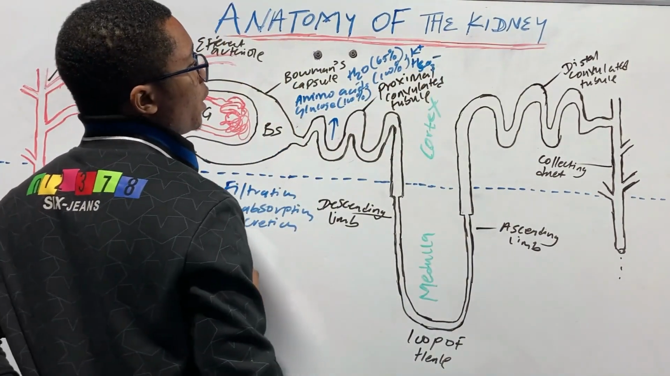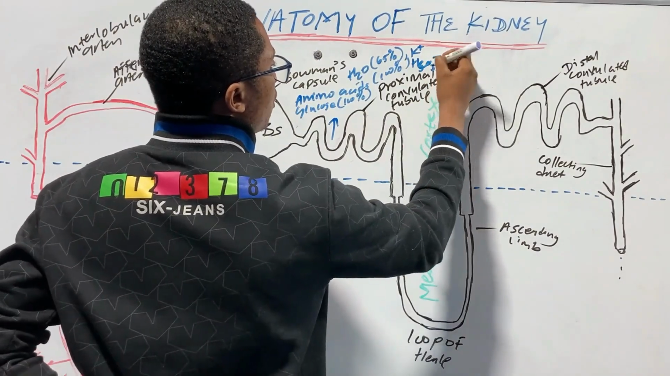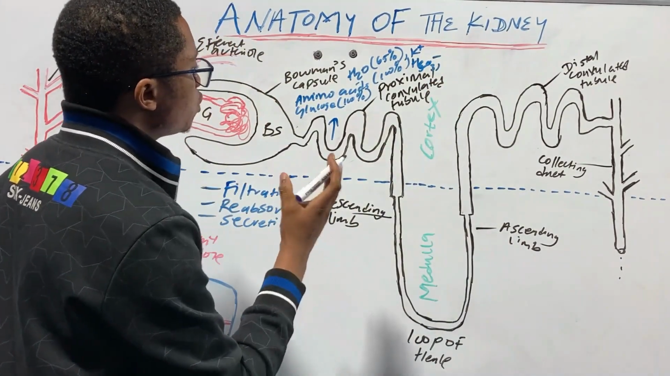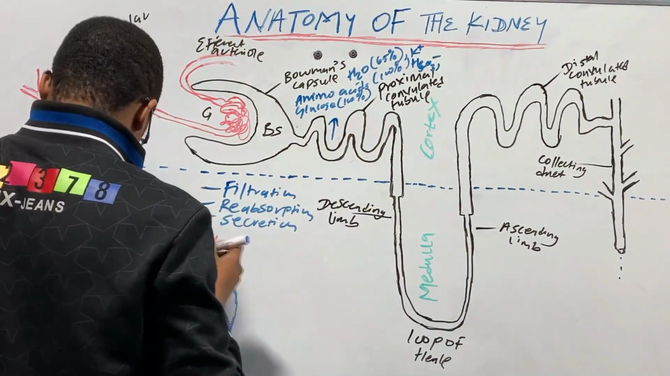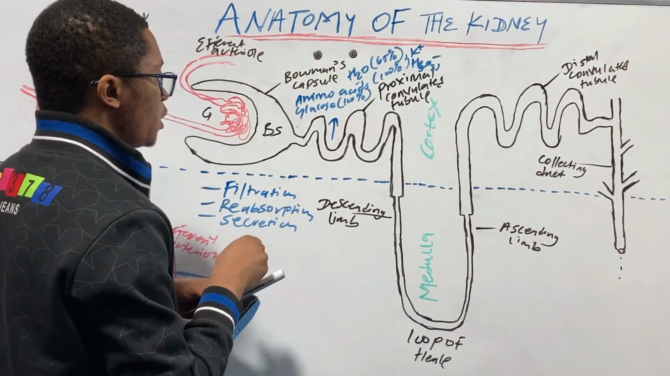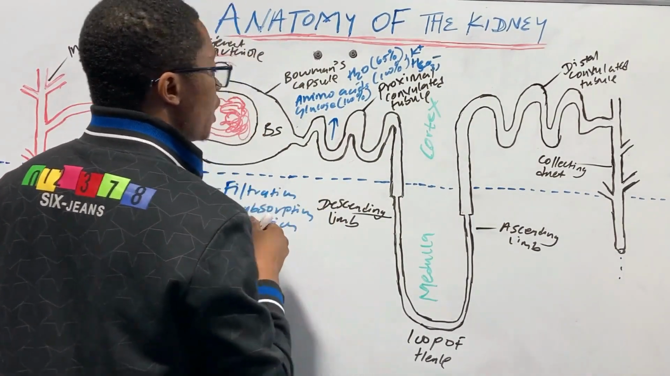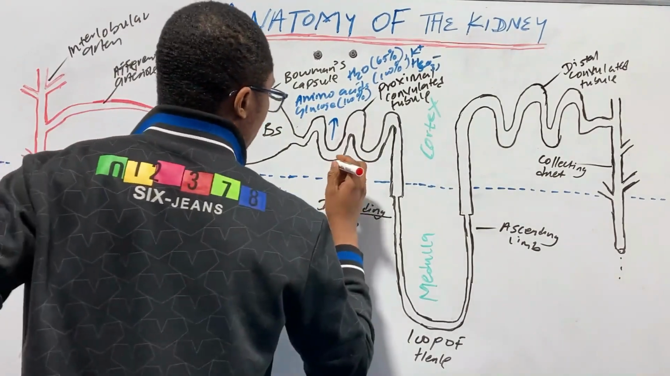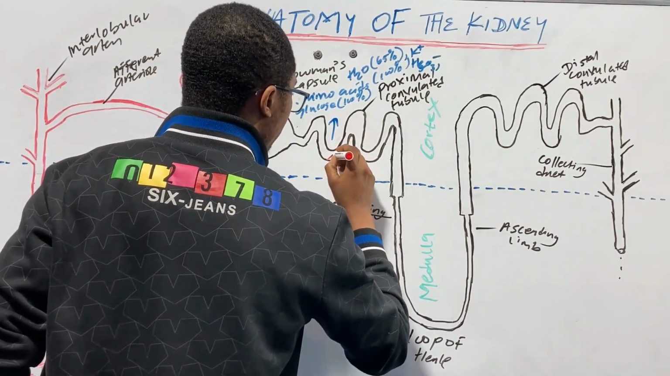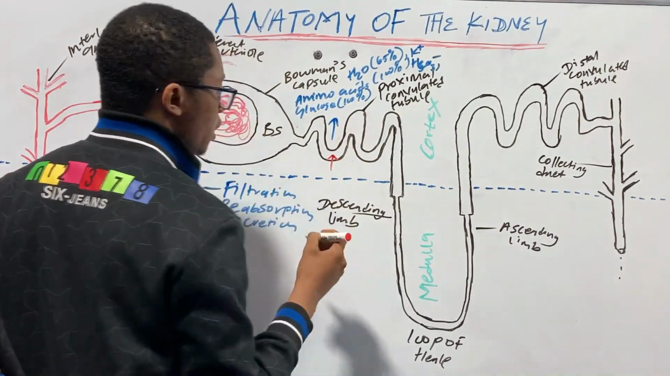Bicarbonates are what? Reabsorbed here also. Okay. So what are secreted here? What are the materials that are secreted here? So the materials that are secreted here include organic materials. This may include your drugs, your antibiotics that you take.